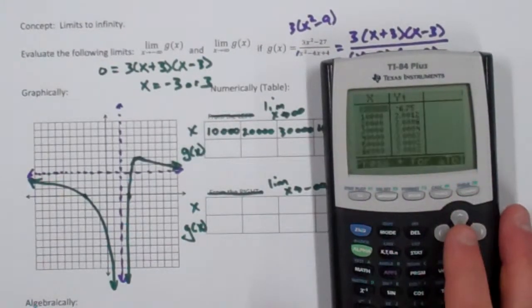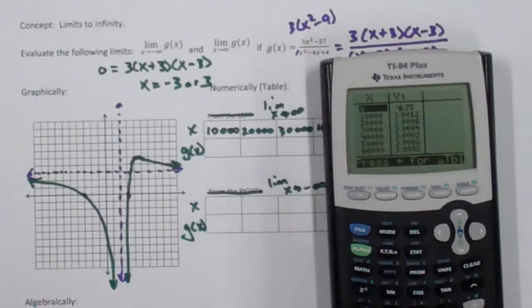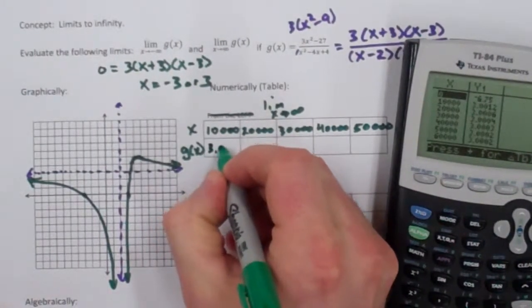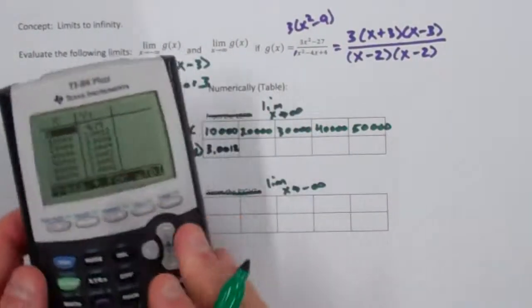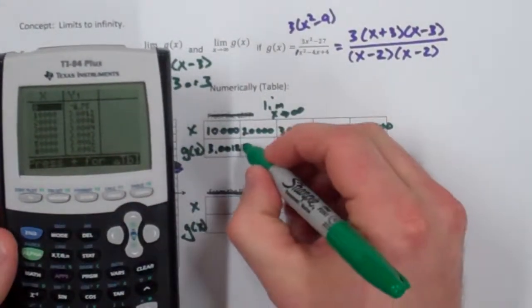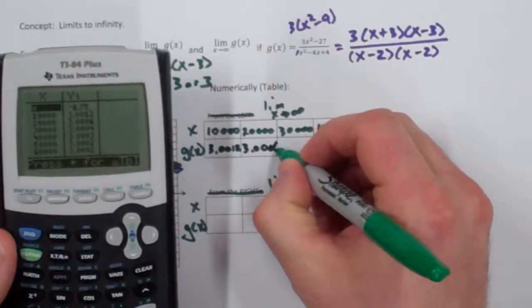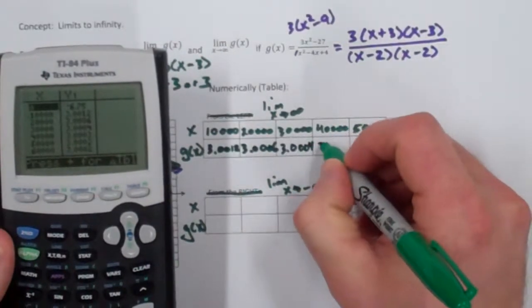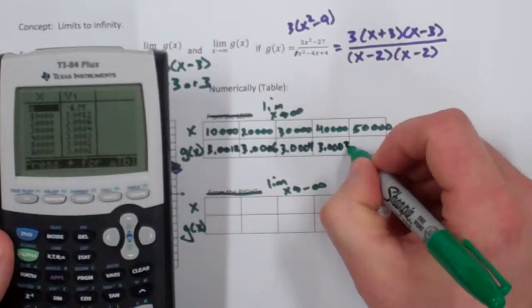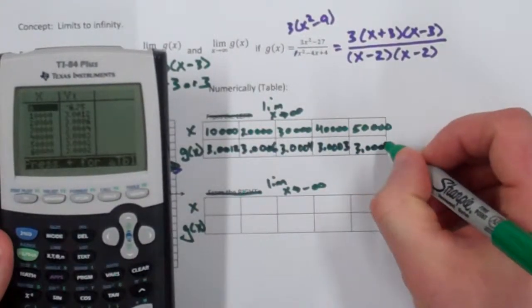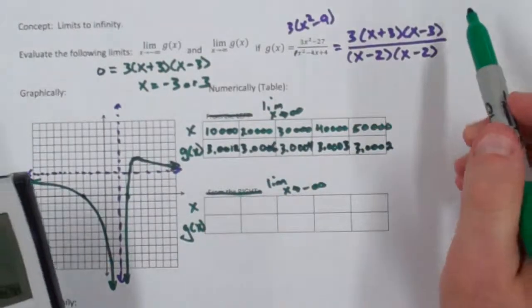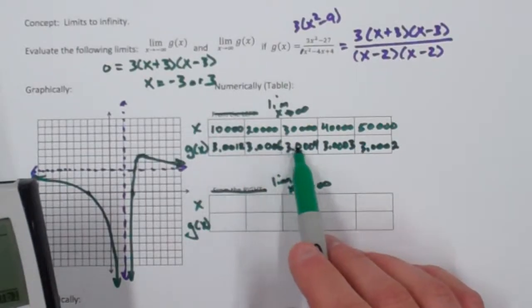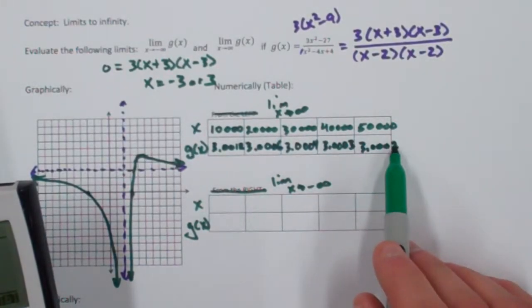Then you can go to your table and you can see those corresponding values. The corresponding values in your table should be 3.0012. I know that's going to be kind of small on the screen there. And then at 20,000, we've got 3.0006. And then we've got 3.0004, 3.0003, and 3.0002. So it looks like as x approaches infinity, as x gets really, really big, the value of y seems like it's kind of settling down and almost getting close to 3.